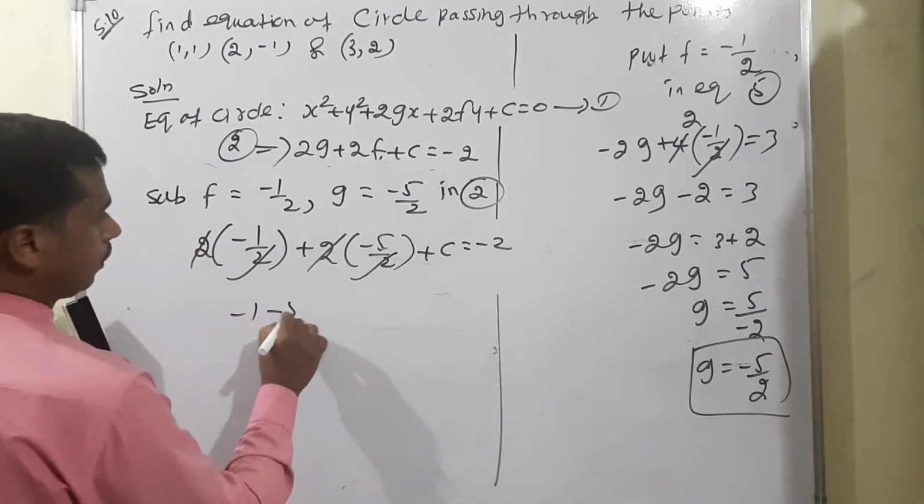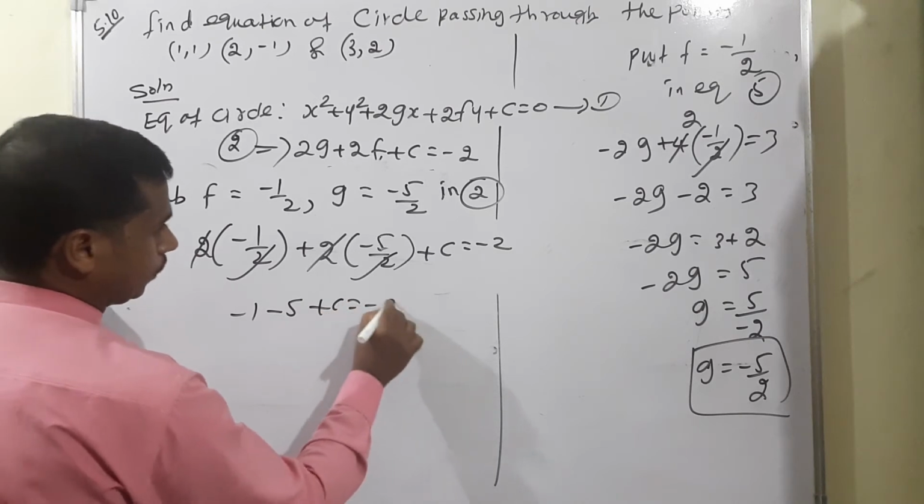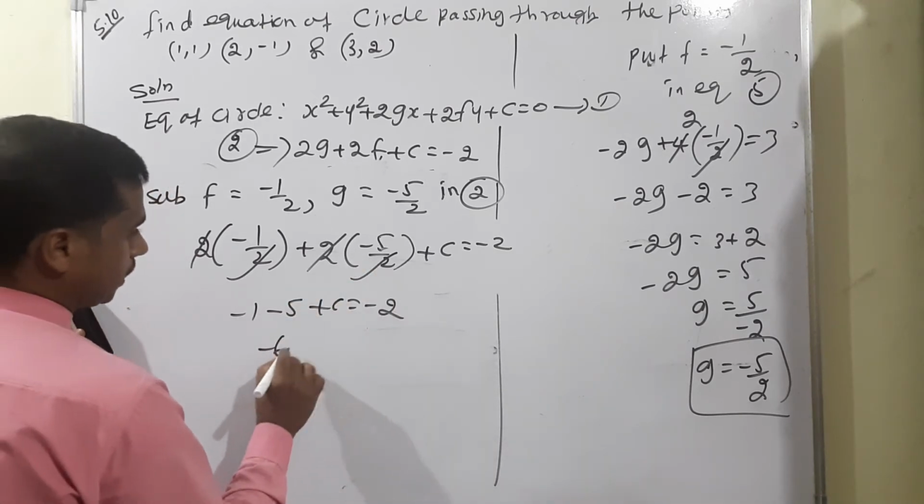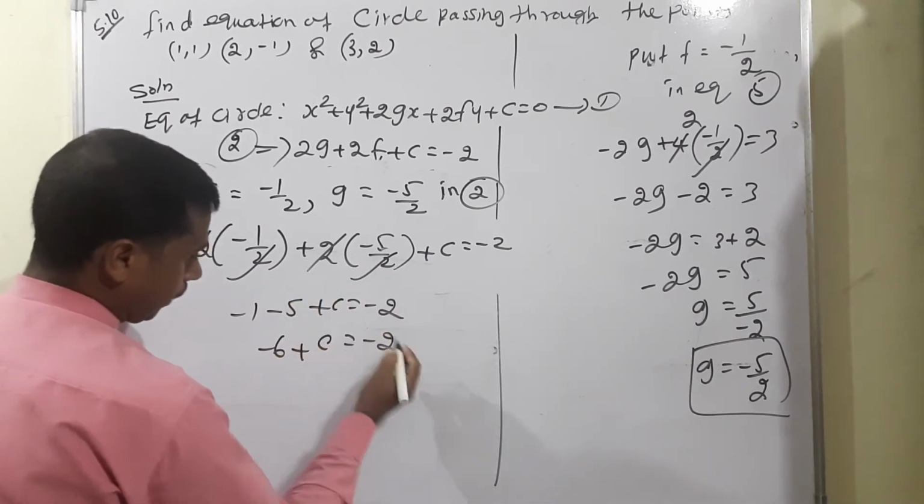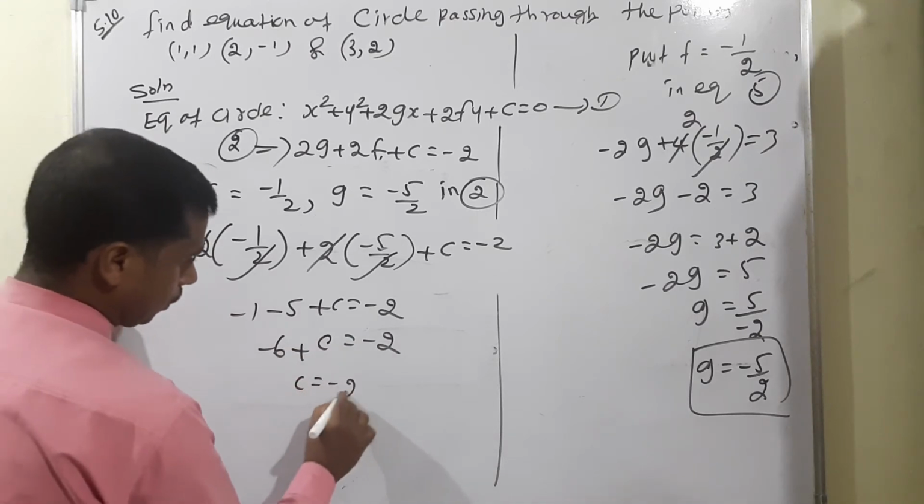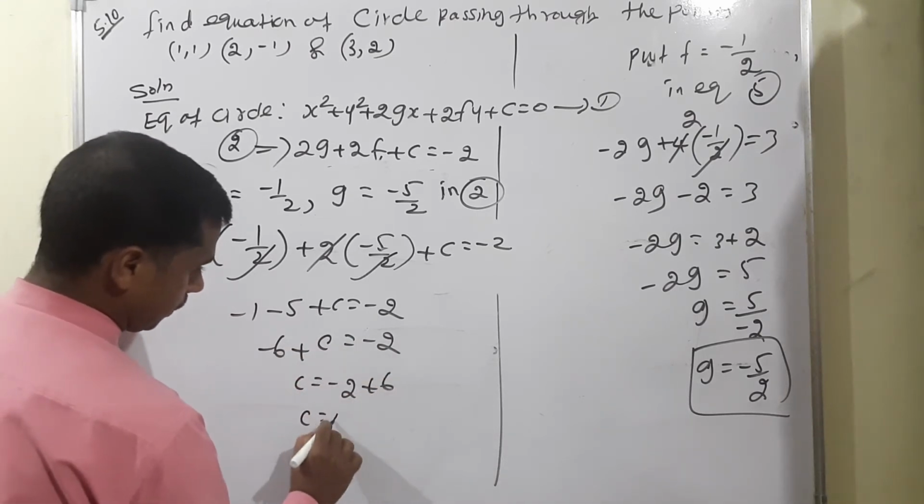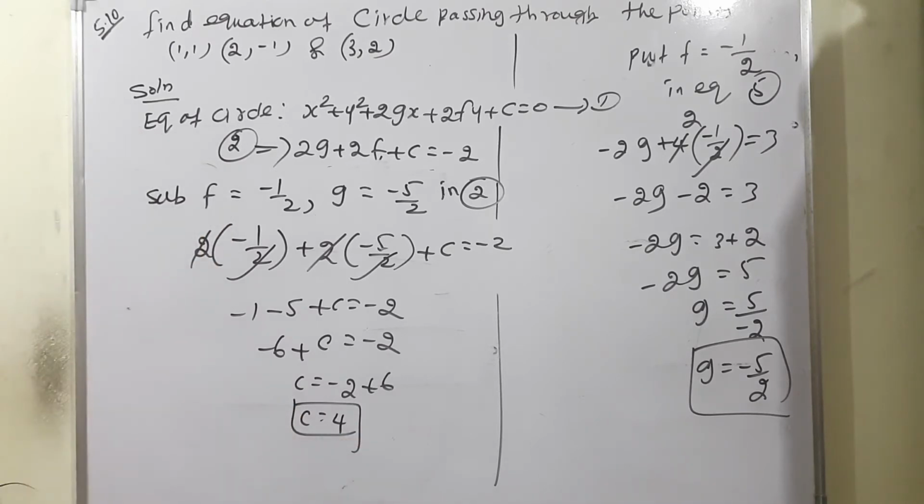So minus 1 minus 5 plus c is equal to minus 2. Minus 1 minus 5 means minus 6, plus c is equal to minus 2. Therefore c is equal to minus 2 plus 6. Therefore c is equal to positive 4.